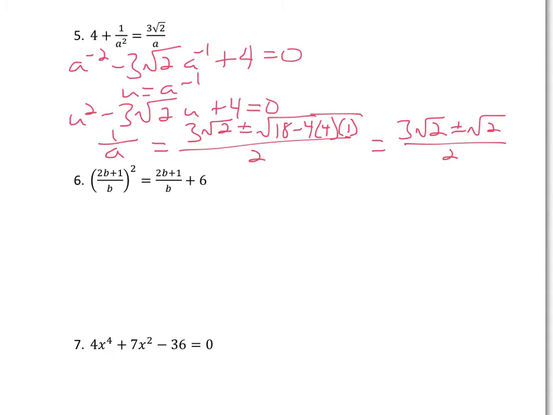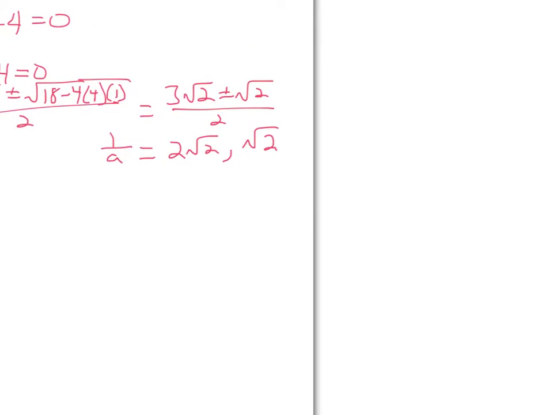Alright, so since we have like terms on top, we want to actually get two answers. Don't leave the plus or minus in there. So we've got 3 root 2 plus root 2 is 4 root 2 over 2, which is just 2 root 2. And the second one is going to be 2 root 2 over 2, which is just root 2. Okay, remember this is 1 over a, so we need the inverses of both of those to get our actual answers. So to do the inverses of those, we're going to have 1 over 2 root 2. Let's just move it to the side here. Alright, so 1 over a is 2 root 2, so that means a equals 1 over 2 root 2.